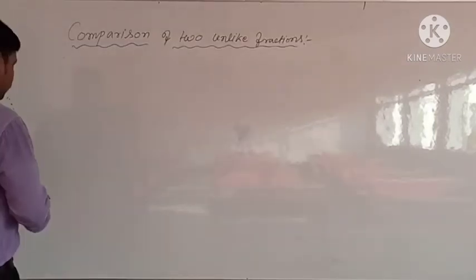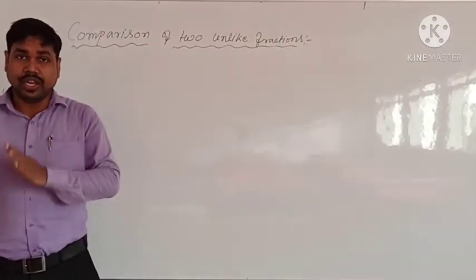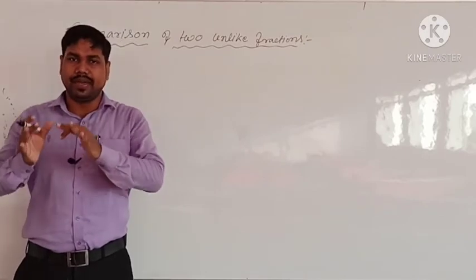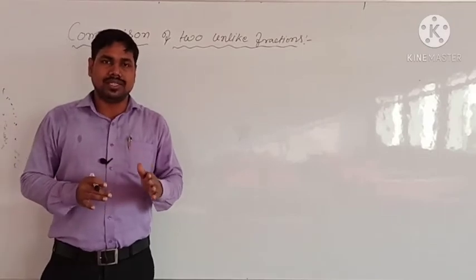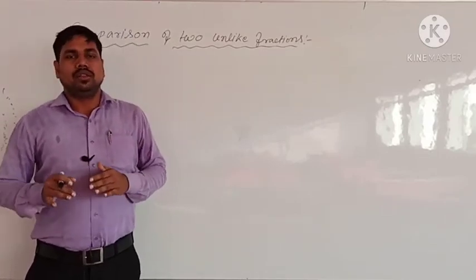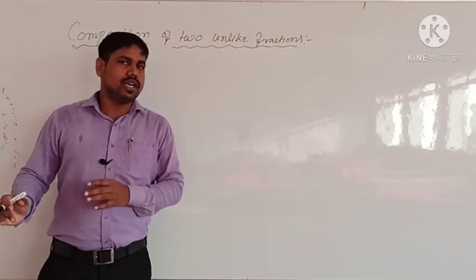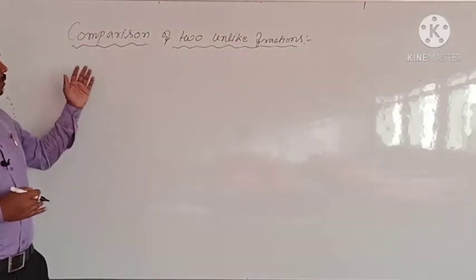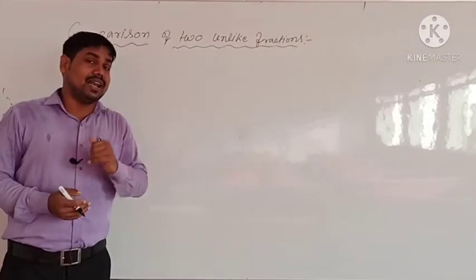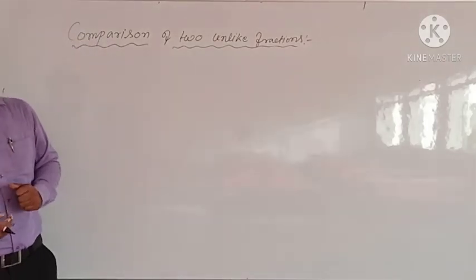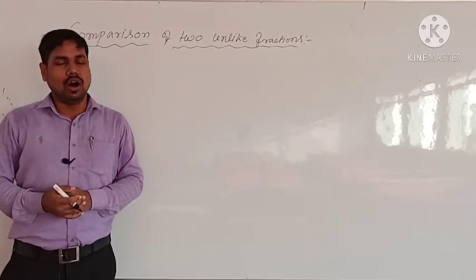Now we will see how we can compare two unlike fractions. So till now we have seen how we can compare two like fractions, okay, and we have also discussed how we can compare the fractional numbers with the same numerator. So these two things we have discussed. Now we will move to the comparison of unlike fractions. In case of unlike fractions, the first most important thing is to make those particular fractions into like fractions. So how can we do it?